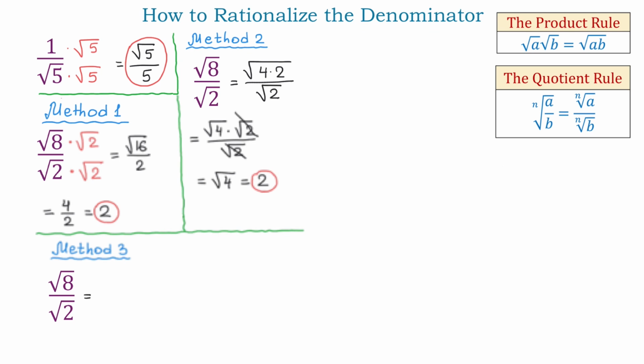And now with the third method, we will apply the quotient rule, and we will write square root of 8 over square root of 2 as the square root of 8 over 2. Then 8 divided by 2 is 4, and square root of 4 is 2.